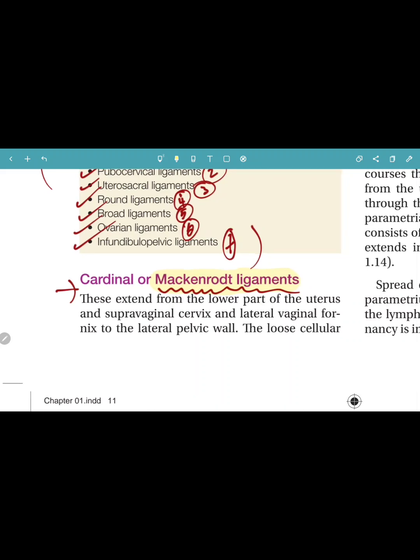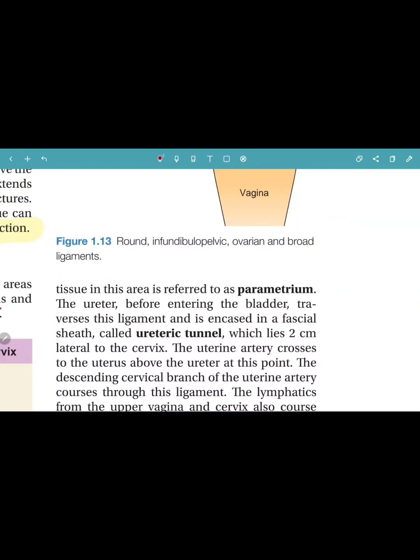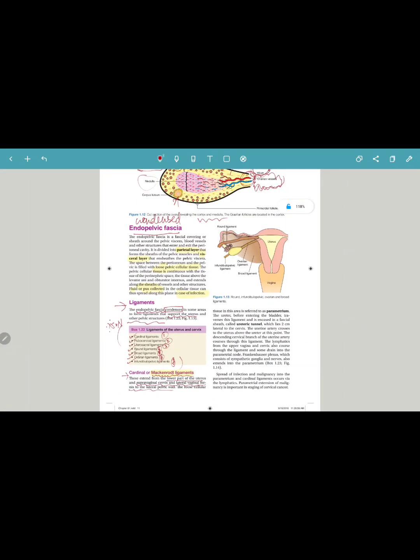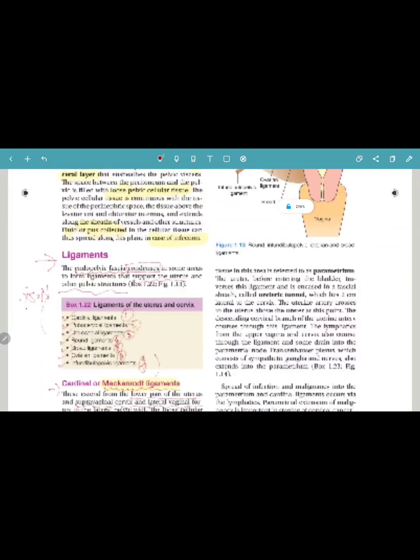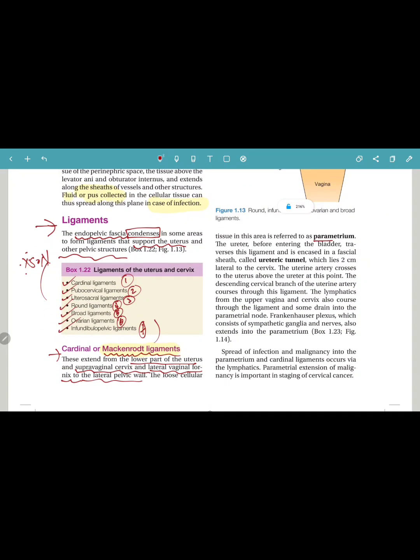These Mackenrodt ligaments extend from the lower part of the uterus and the supravaginal cervix and the lateral vaginal fornix to the lateral pelvic wall. This Mackenrodt ligament is a cardinal ligament arising from the lower part of the uterus, and the loose cellular tissue in this area is referred to as parametrium.